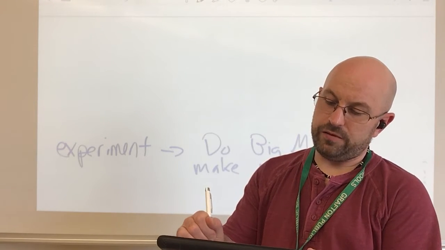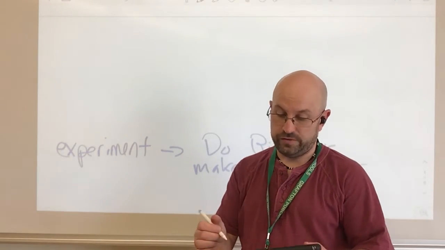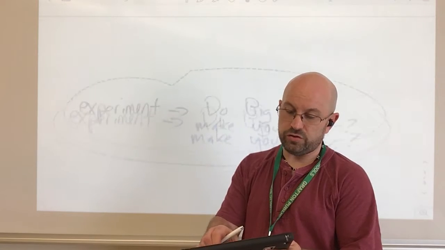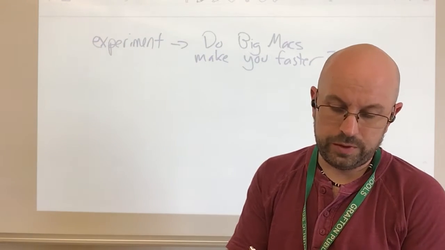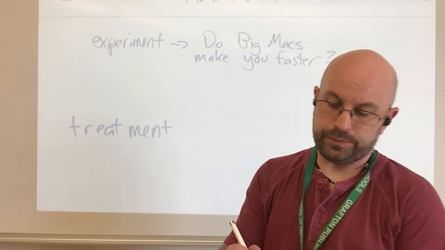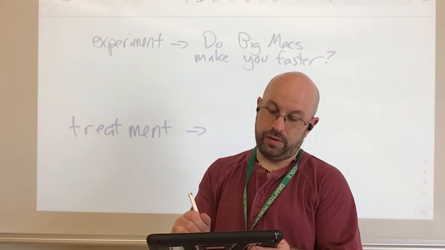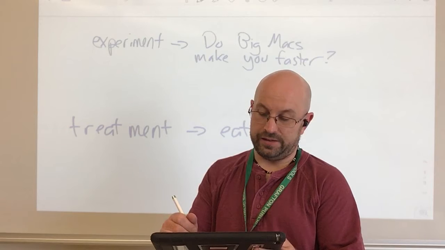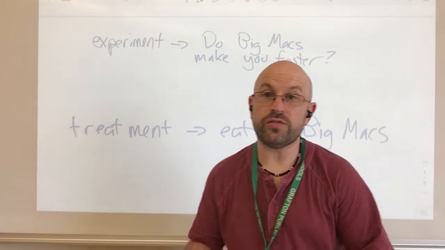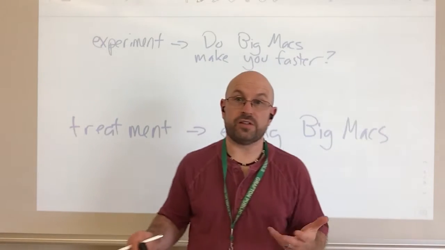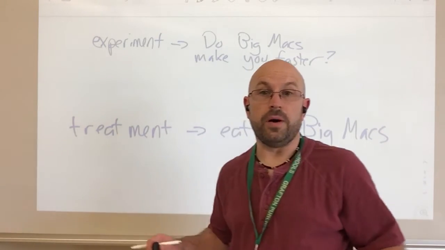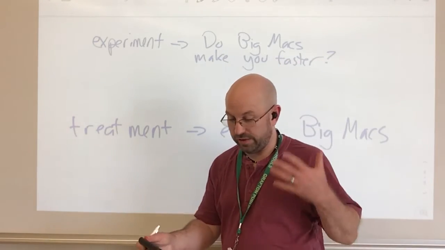So let's see what we've got here for our explanatory and response variables. And let's also take a look at our treatment, because we're imposing a treatment. What's our treatment going to be? We're going to make our subjects eat Big Macs. Now, subjects are people who are participating in your experiment. If it's an object, we call them experimental units. But since we're doing an experiment on people, we're going to call them subjects.